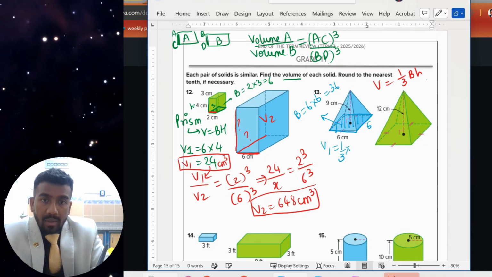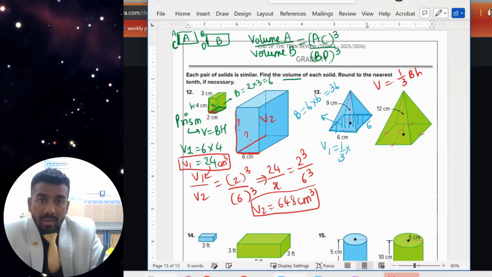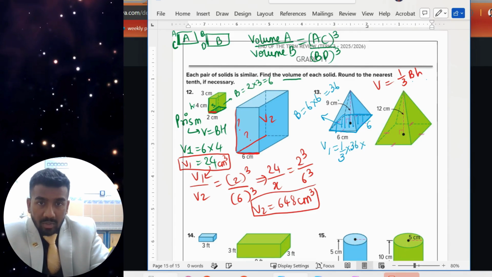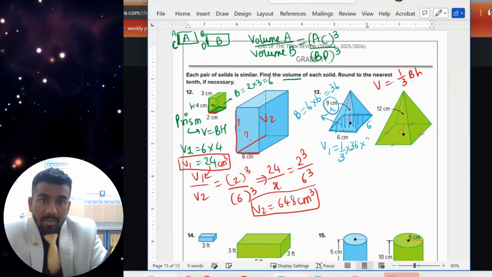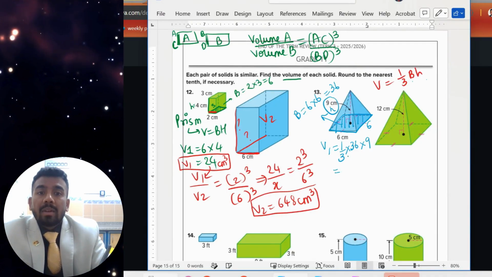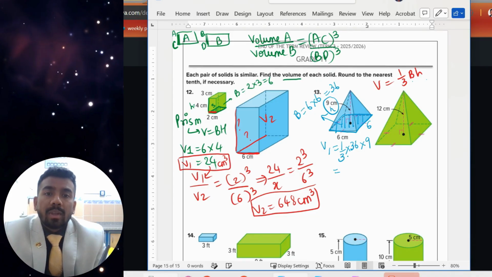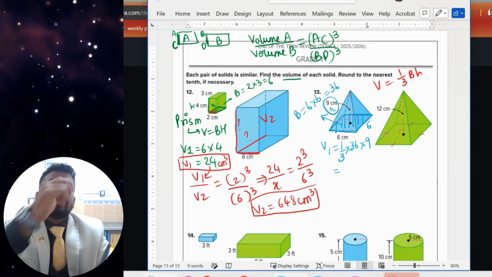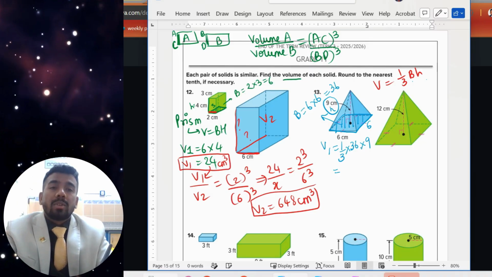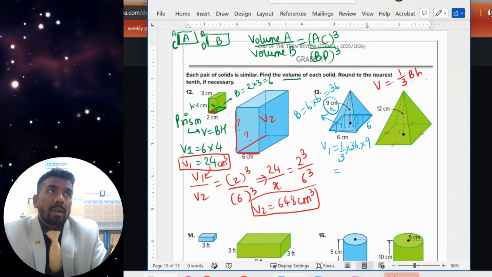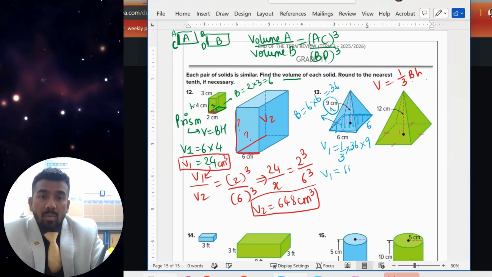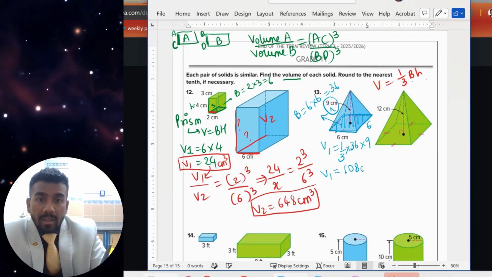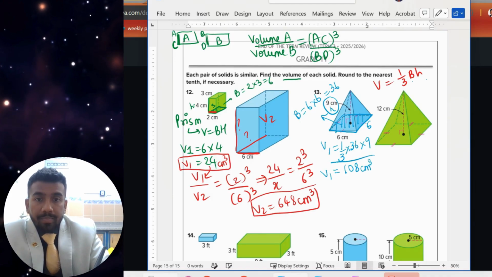So what will V1 be? 1 over 3 times b, that is 36, times h. What is h, the height? 9. Times 9. Now put it in the calculator. I think 36 over 3 is 12. 12 times 9, I think it is 108. Right? 12 times 9, 18, 1. Yes, 108. So V1 is 108 centimeter cube.